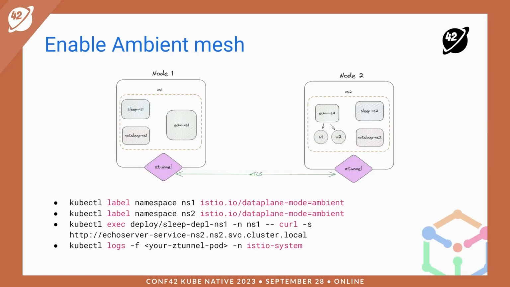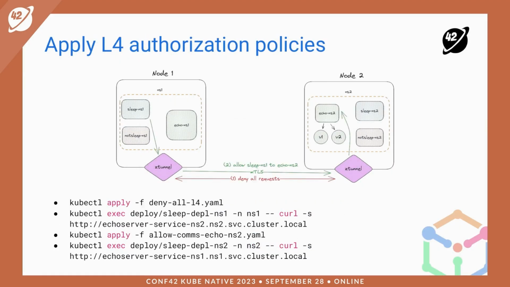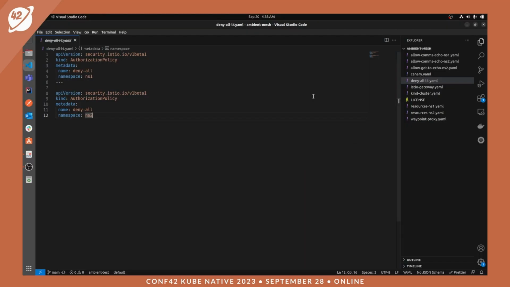We have already enabled Ambient Mesh, and next we'll be having a look at the authorization policies. So we'll be doing two things here. One is that first, by default, we'll block all the requests. And in the next, we'll be specifically allowing sleep in ns1 to talk to echo in ns2. Okay. Now let's have a look at the configurations at first.